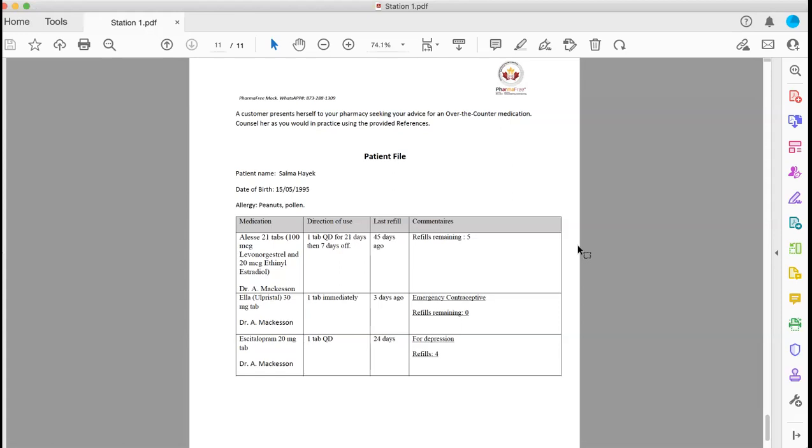So according to my reference, Salma, you cannot use Plan B since you got Ella 3 days ago. You cannot use Plan B within 5 days of each other, because they may counteract each other. So if you got Plan B now, it will interact. It will not work. You will not get a benefit from Plan B since you got Ella 3 days ago. So what do I have to do?